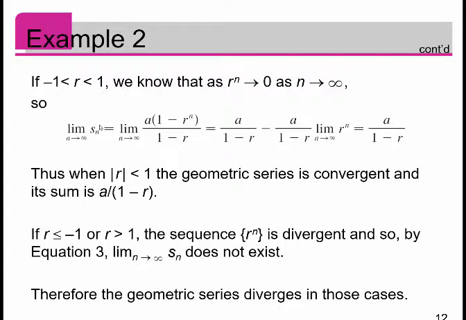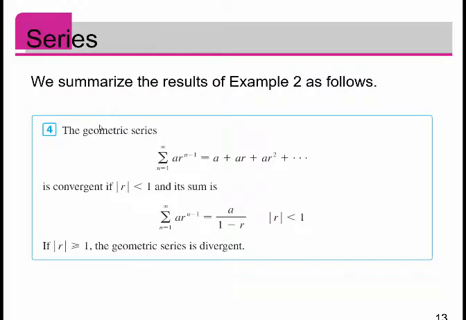All right, so we summarize the results of example 2 as following. The geometric series, the summation of n equal to 1 to infinity of ar^(n-1), is convergent if the absolute value of r is less than 1, and its sum is this right here. And if the absolute value of r is greater than 1, then we just say the geometric series is divergent. It just shoots up forever.